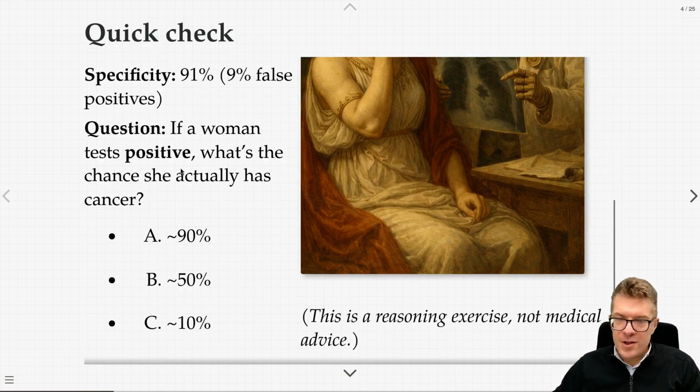Okay, I want you to maybe pause the video, jot this down in your notebook, what your answer is. Maybe even write a sentence or a phrase about why you think it's one of these answers. And then when you do that, you can unpause. Of course, all of these numbers, the scenario itself, this is not medical advice. This is only, again, a reasoning exercise for the purposes of elucidating what we're talking about.